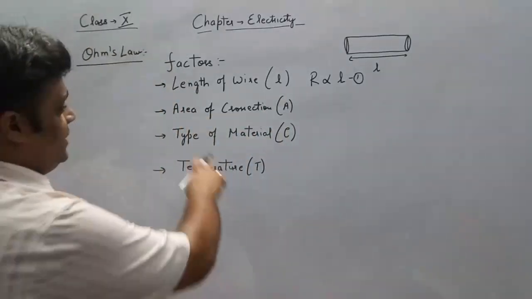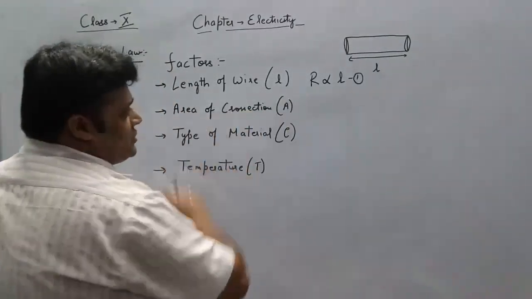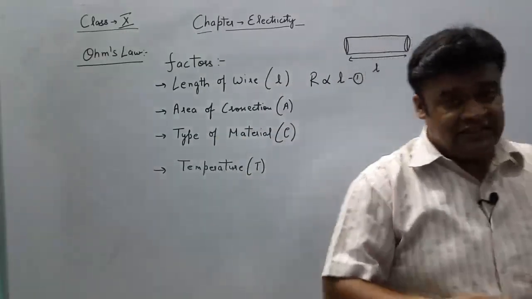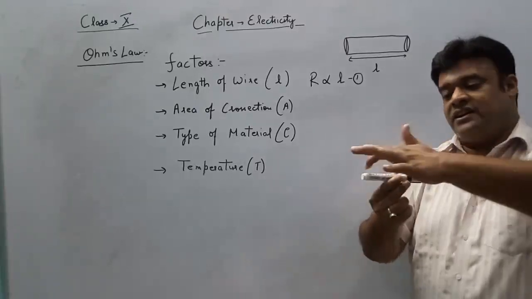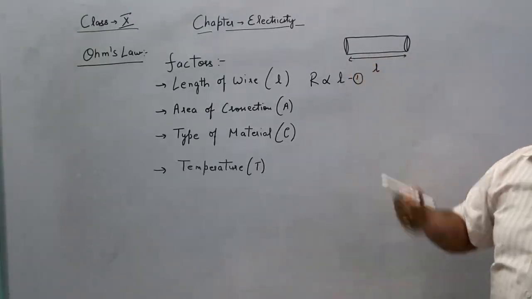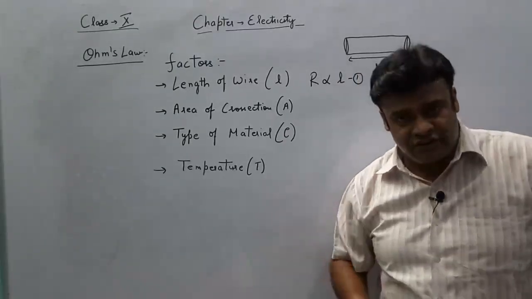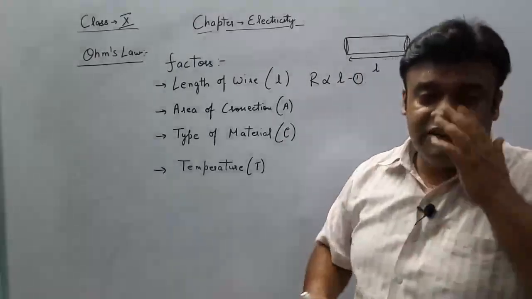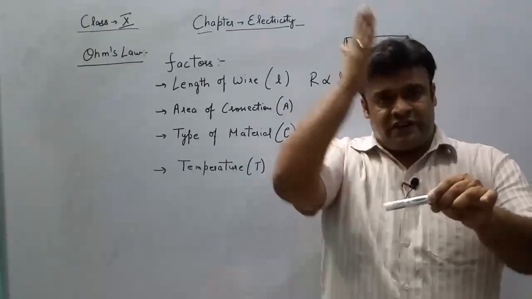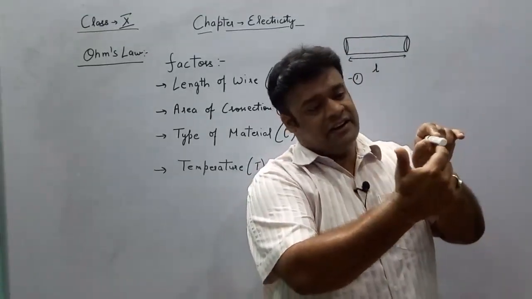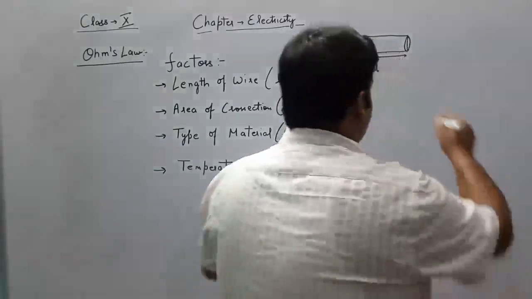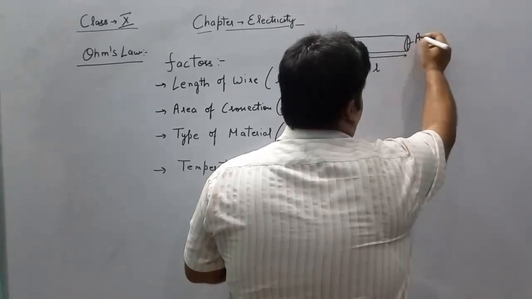In second term, we will take area of cross section. Now what is area of cross section? Suppose if this is a wire, we are considering this as length. This is length of wire. Now what is area of cross section? There is a difference between area and cross sectional area. Suppose if we cut this wire, then the face of it will give area of cross section. That is, this part will give area of cross section.